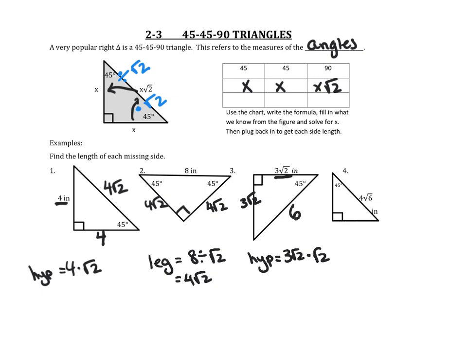All right, for the last example, we were again given the hypotenuse. So we have to divide to get the legs. So the leg is going to be equal to 4 root 6 divided by root 2. And that'll give us 4 root 3 for both of our legs.